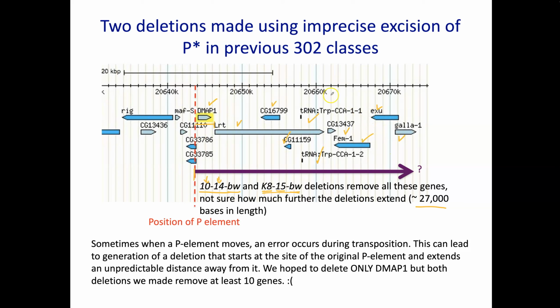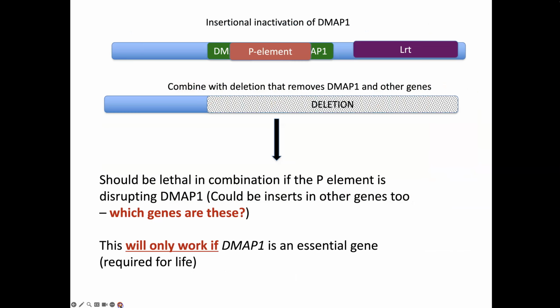So approximately 10 genes. And then there's a big gap. There's a big section of the chromosome here that doesn't have any genes on it. So we're pretty sure that these are the only ones we have to be concerned about. And they're maybe a bit bigger than 27,000, but that's the approximate size of the deletion. So if there's an insert in any of these genes, we might see lethality in combination. But this is still a lot fewer genes than the whole chromosome, right? So it's a real shortcut.